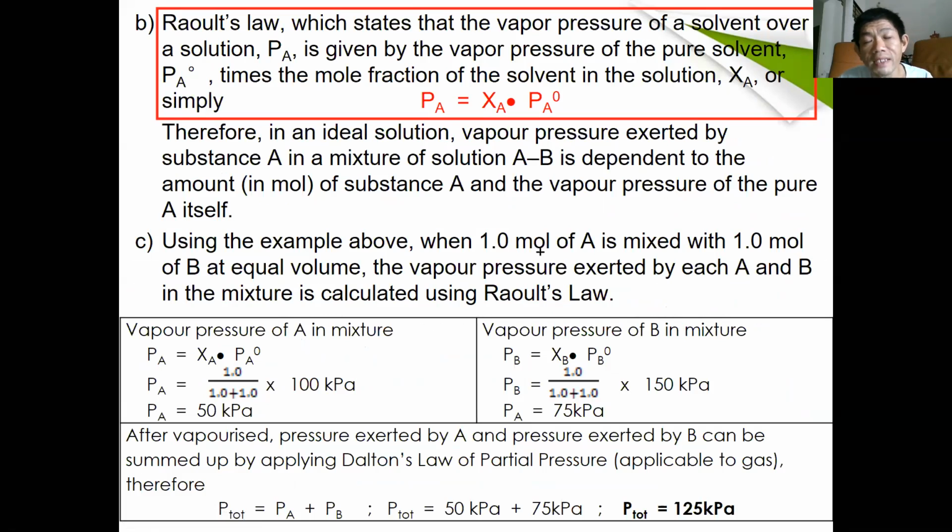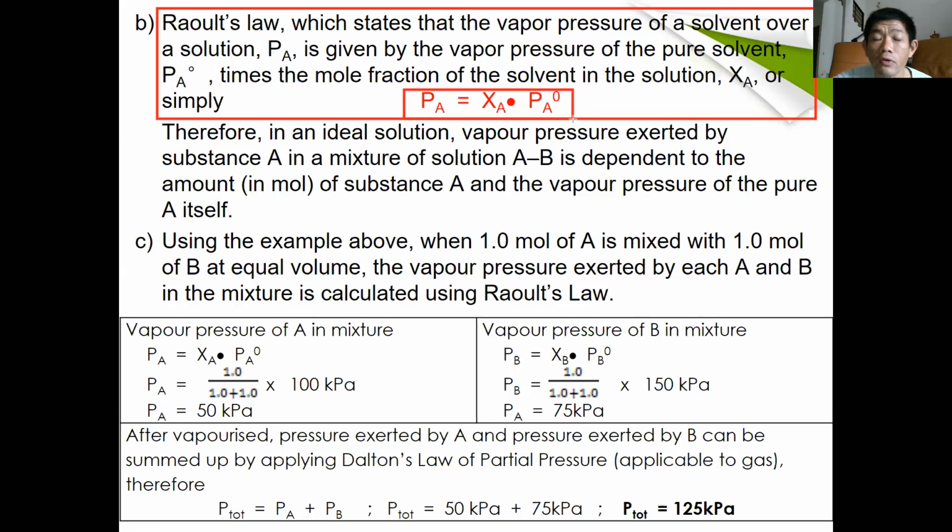Because when you mix A and B, you mix at a certain portion, and this portion can be expressed as a fraction. This fraction is only doable in terms of moles, so you must always use the mole concept to calculate the mole fractions here. Therefore, in an ideal solution, the vapor pressure exerted by substance A in the mixture of solution AB is dependent on the amount of moles of A and the vapor pressure of pure A itself. So this formula is the first formula that you would like to remember for today.